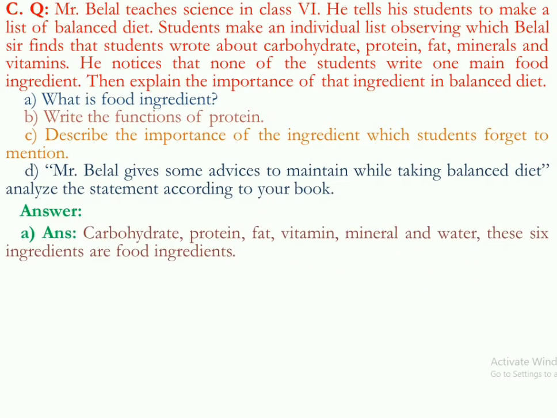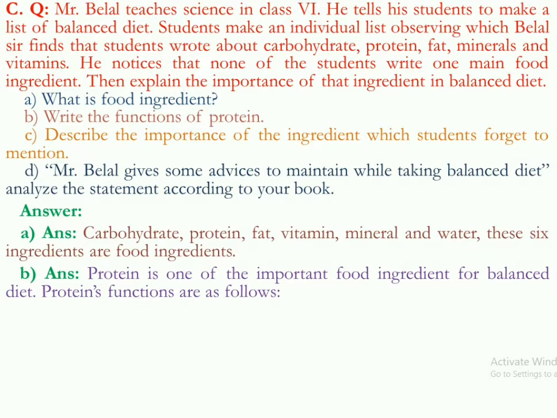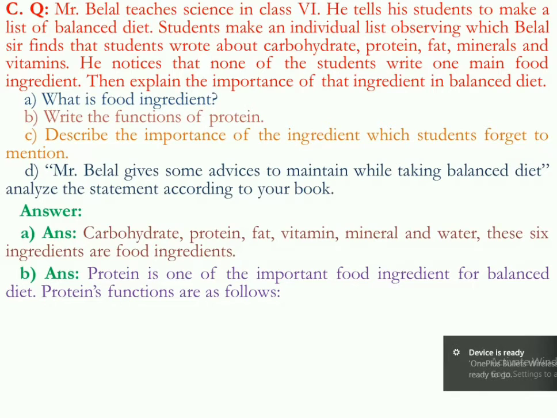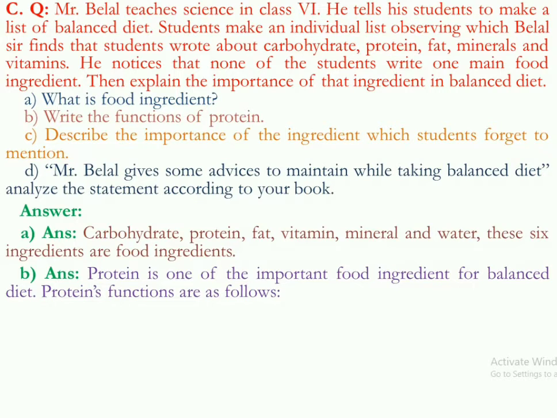What is food ingredient? Carbohydrate, protein, fat, vitamin, mineral and water. Six ingredients are mainly known as food ingredients. Question number B. Functions of protein. At first let us know about protein. Protein is one of the important food ingredients for balanced diet. Protein's functions are as follows.